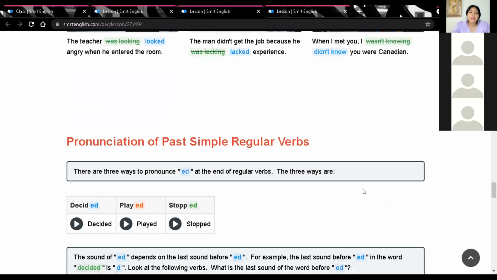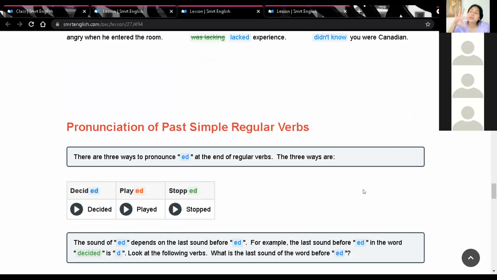Pronunciation of the past simple regular verbs. Okay, so in English we have 3 different ways to pronounce the ed ending of the verbs. Probably the most common mistake is that we try to say the ed ending like "it" on every single verb. For example, instead of saying loved, we say love it. Or the past tense of study is study it. But we try to add that ed ending to every single verb, and that is a mistake that we need to change, right?